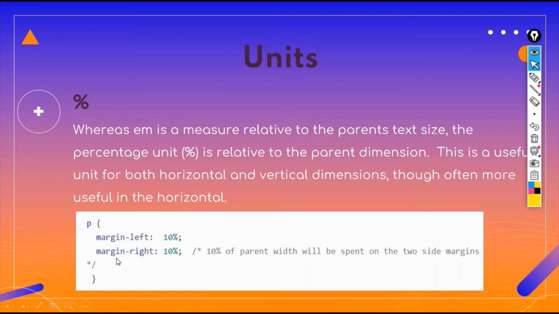So here, if you set the margin right to 10%, 10% of parent width will be spent on the two sides margin. So initially, the percentage unit may seem very handy, very easy to use, and it is, and many developers fall in love with it, but it is usually short-lived. One of the limitations of this rule is that for it to work correctly, the parent must have an explicit width or height set.